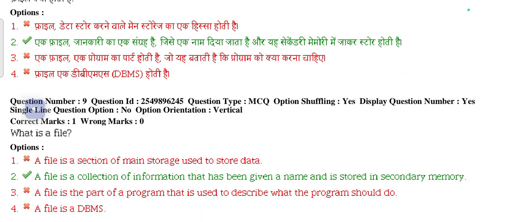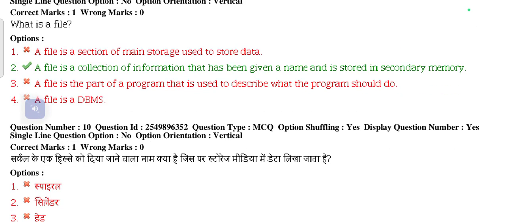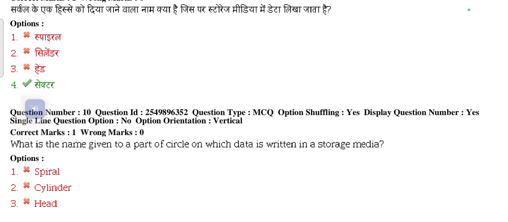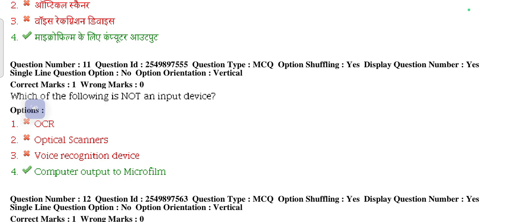What is a file? A file is a collection of information that has been given a name and is stored in secondary memory. What is the name given to a part of a circle on which data is written in a storage media? Sector. Which one of the following is not an input device? Computer output to microfilm. The rest, OCR, optical scanners, voice recognition device, are input devices.